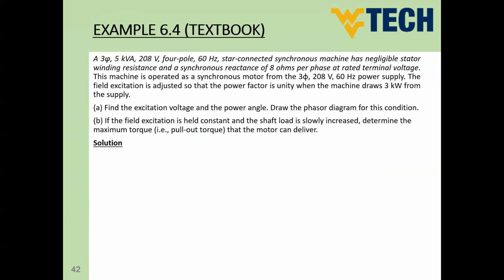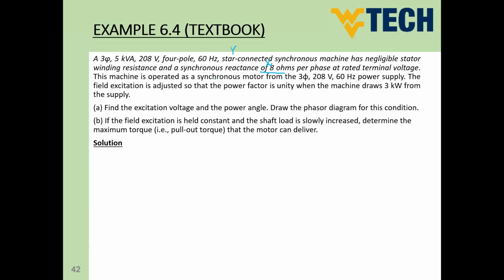Let's now solve some examples together. So this is an example from our textbook. The example says: 3-phase, 5 kVA, 208 volt, 4 poles, 60 hertz, star connected, which means Y connected, synchronous machine. It has negligible stator winding resistance, so RA is neglected, and the synchronous reactance of 8 ohms. So we have XS equals 8 ohms at a rated terminal volt.